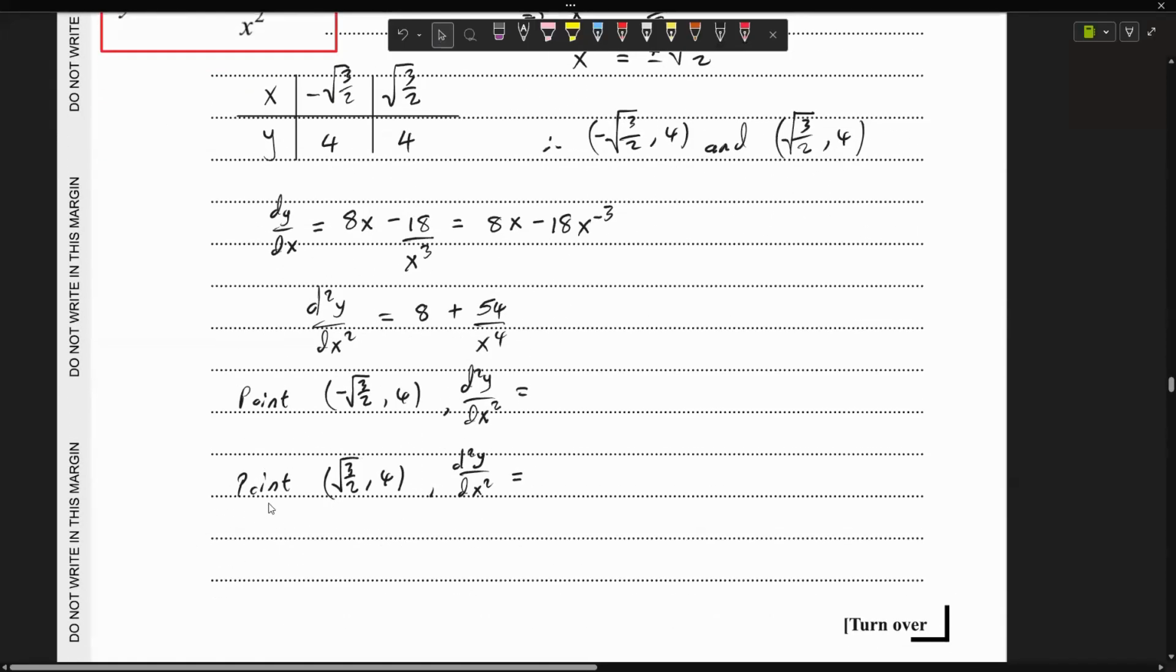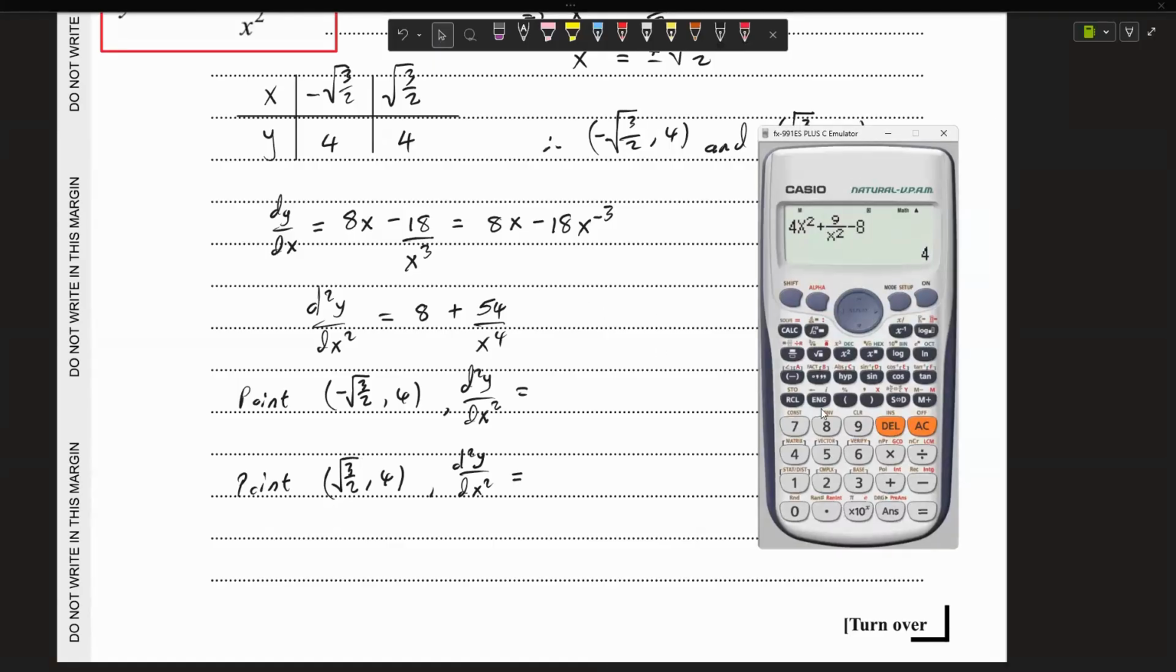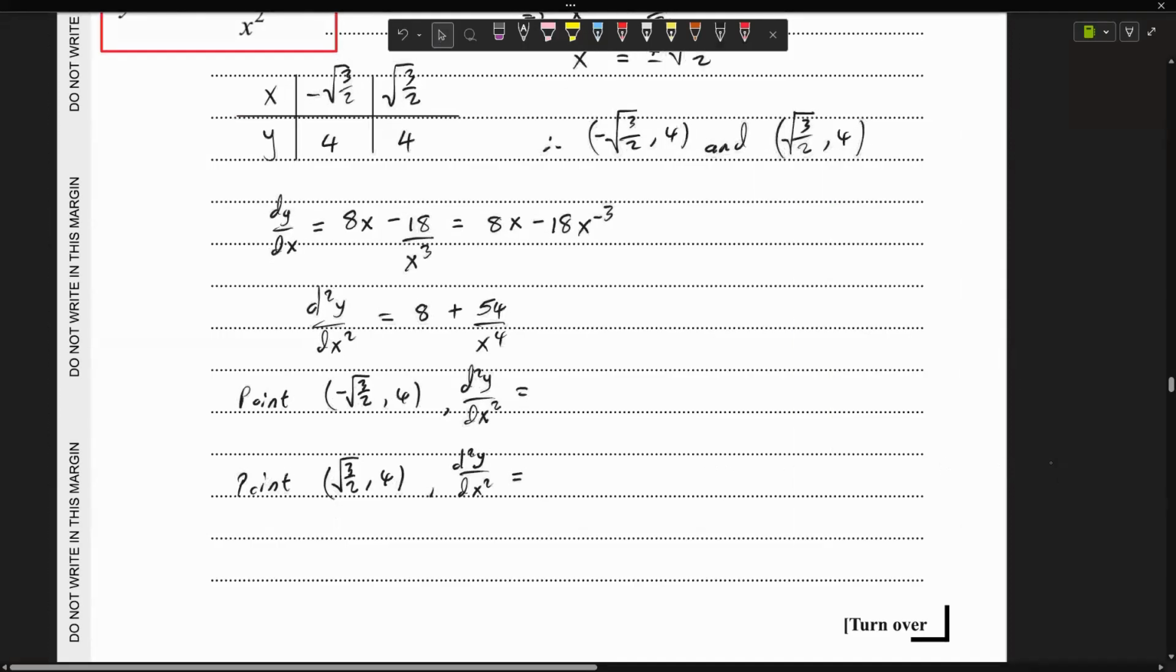Okay, so I already have root 3 over 2 stored. So it's d squared y by dx squared is 8 plus 54 over x to the power of 4. So that gives us 32 here. So this is 32, which is a positive value. It's greater than 0. Therefore, it means that it's a minimum point, right?